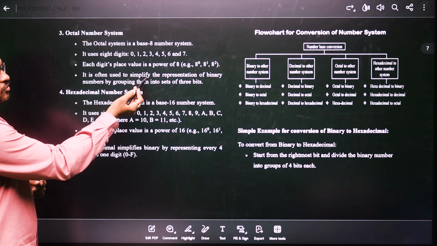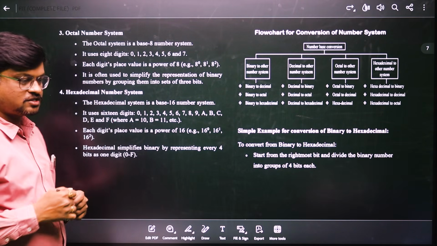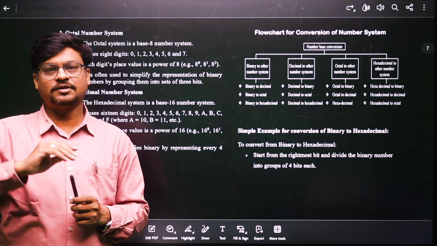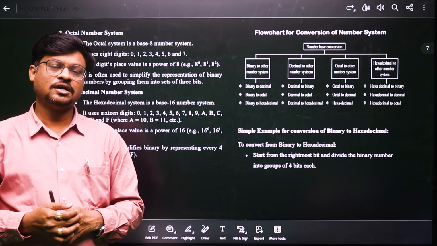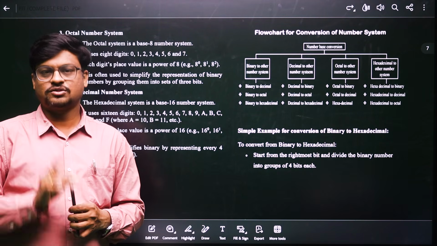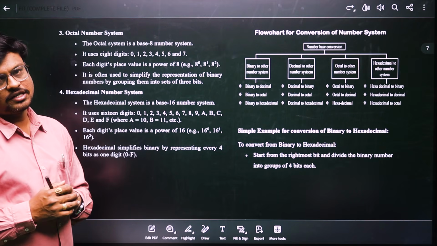It is often used to simplify the representations of binary numbers by grouping them into series of 3 bits. See, binary digits are quite important because the machine understands only that. Now to simplify that process and to group 3 bits as one set, we use this octal system.